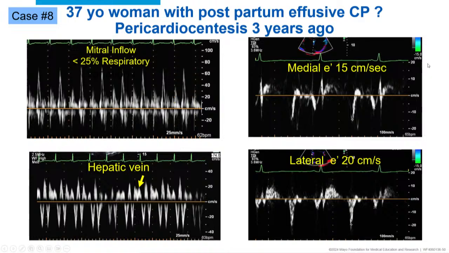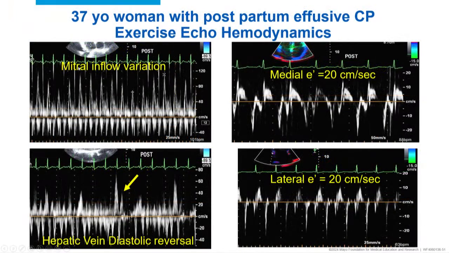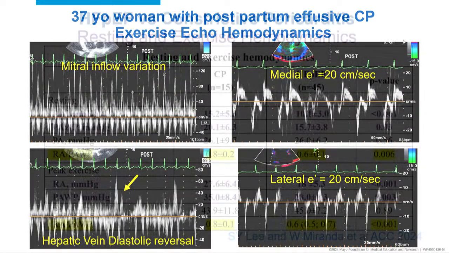So we decided to exercise this person in the echo lab. You can see that there are a lot more respiratory variations, and hepatic vein Doppler reversals are huge. And then the medial goes up more than the lateral E prime velocities. Very, very typical. So when we have a non-diagnostic echo or hemodynamics in the cath lab, we always do exercise testing to look at that diastolic stuff there.